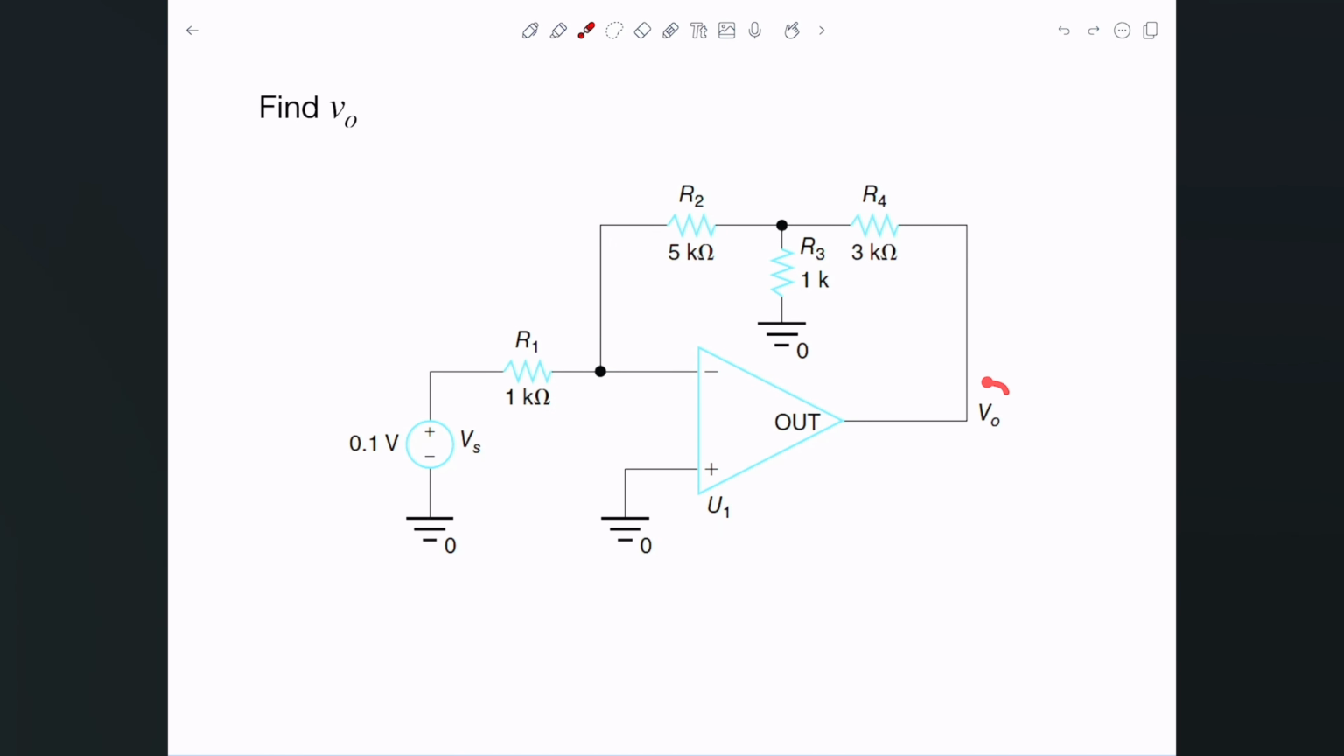In this example, we're being asked to compute what V0 is, given that the input voltage is 0.1 volt. If you take a look at it, this is not exactly an inverting configuration because we have this extra resistor in here, so we have to do the general analysis. So I'll put my assumption in here.